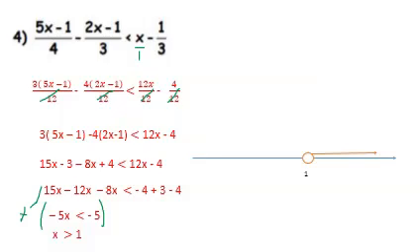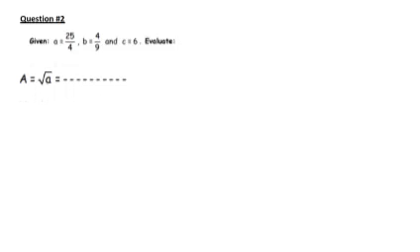Let us continue now to the second exercise. In this exercise, you have A, which is 25 over 4, B, which is 4 over 9, and C, which is 6. We have to evaluate to find the value of A, which is radical A. Radical A means radical 25 over 4.